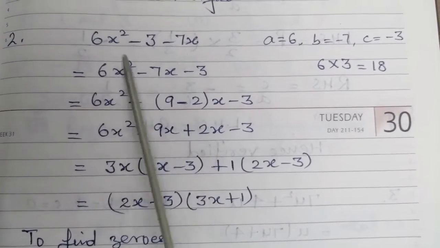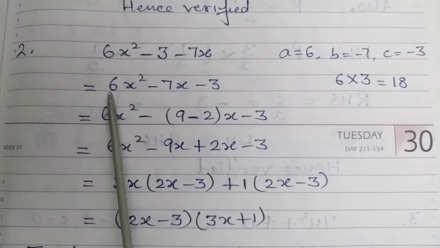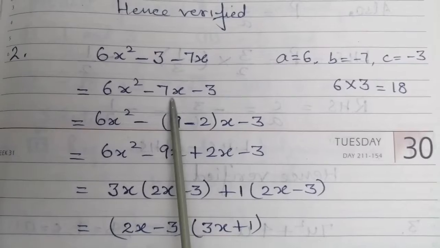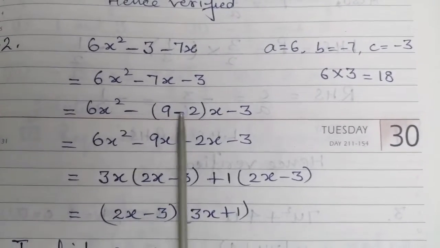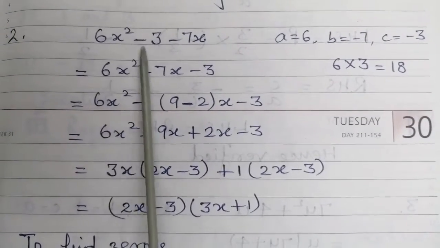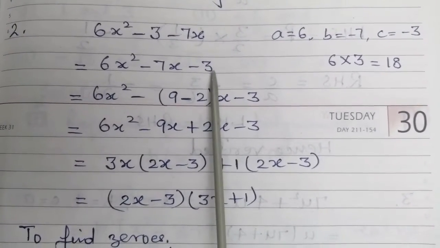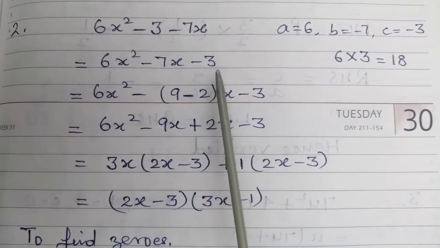Now here, this is not in standard form. So first of all, arrange the terms. So I write 6x² − 7x − 3. Right? Now again we have to find the zeros. I'll split the middle term. So multiply 6 and 3. 6 3s are 18. Now again we need those numbers, right?